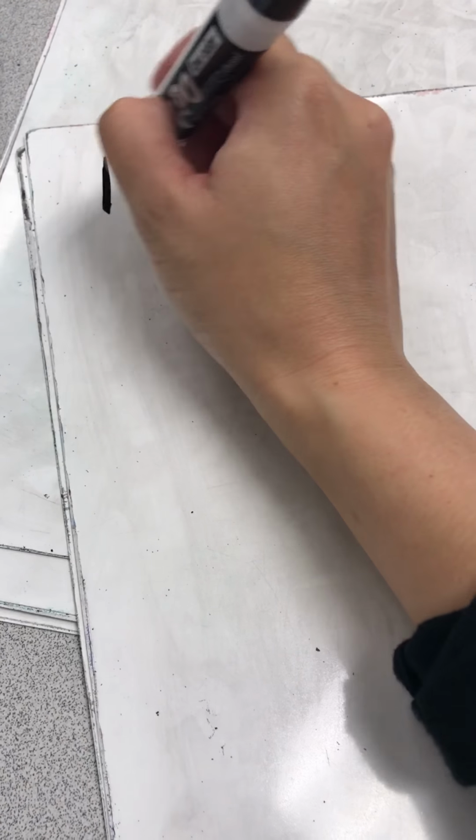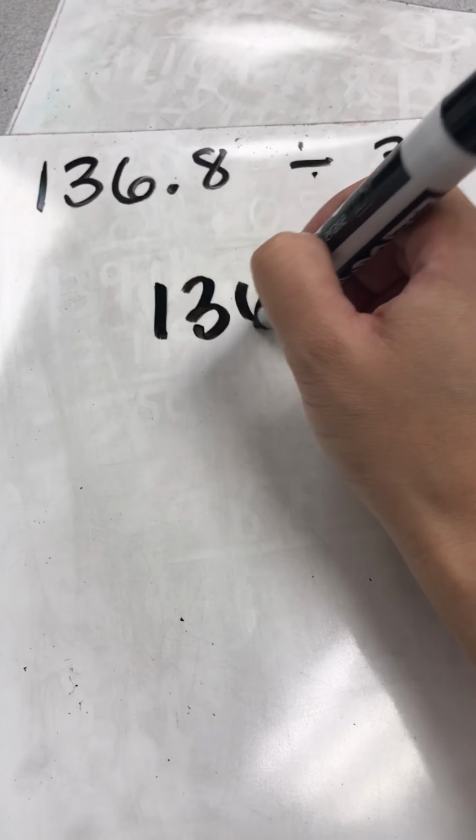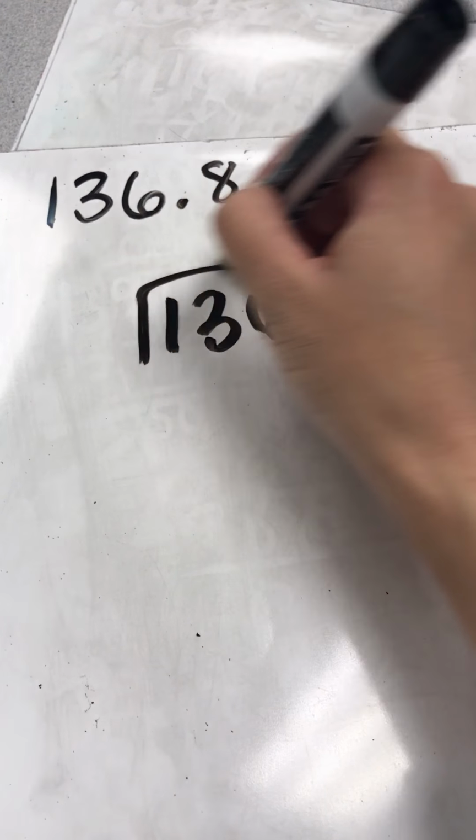Okay, we've been practicing long division and partial quotients with decimals. Let's take a look at a couple more examples. This one, we're going to look at long division first. If we have 136 and 8/10, and we're dividing that by 3, we're going to put our 136 and 8/10 inside our division sign, and our 3 is going to go on the outside.